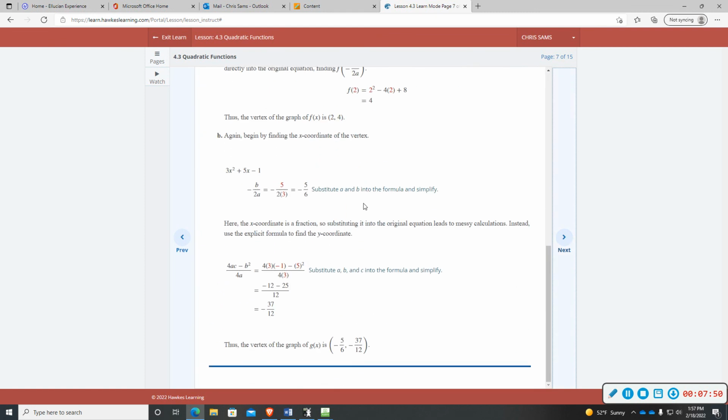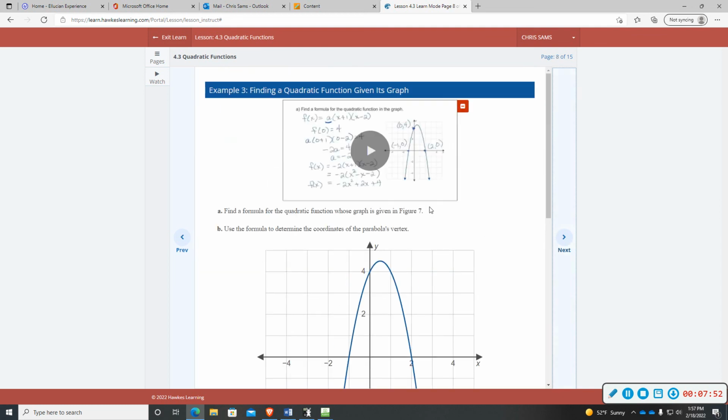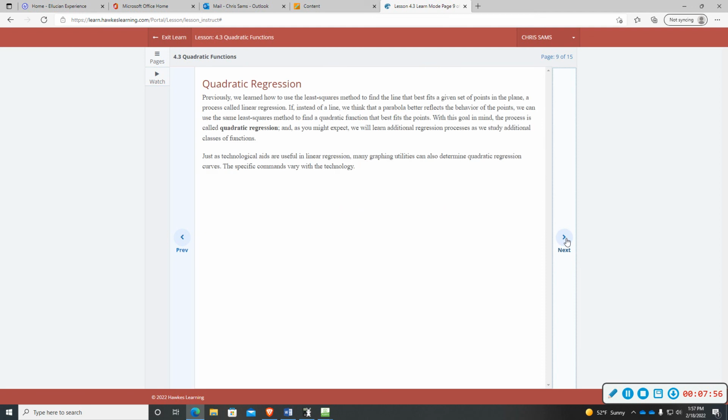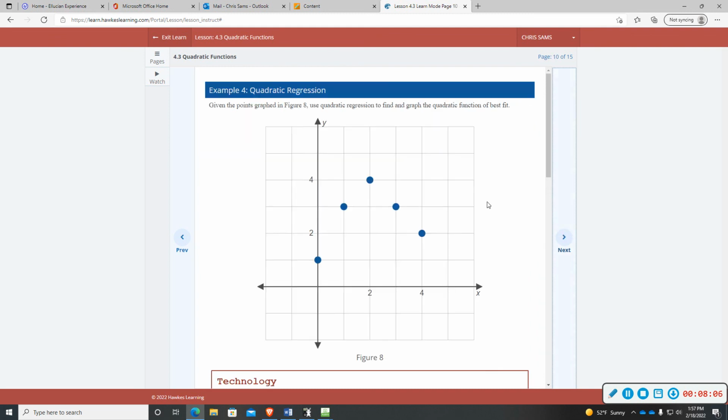And then some more examples, a few more examples, which you can look at if you like. So now quadratic regression. This specific command varies with the technology, so I'll show you how to do it when we get there. But let's look at what they do.